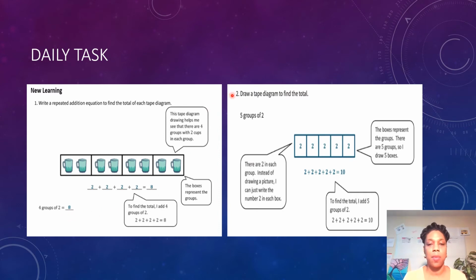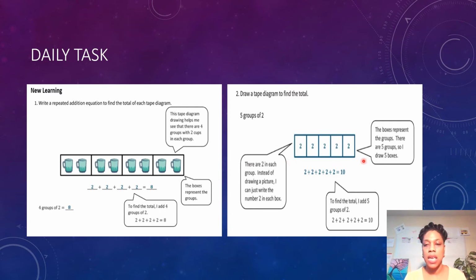The next example, we'll use a tape diagram to find the total. The problem has us look at 5 groups of 2. Now, this tape diagram is a little bit different because we've used numbers instead of pictures to represent my amount in each group.